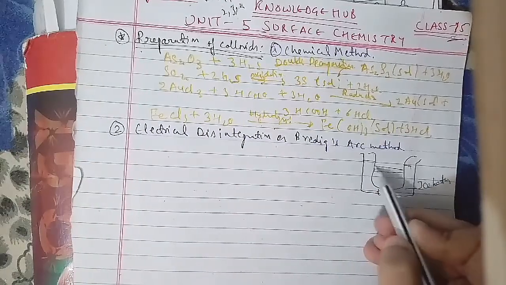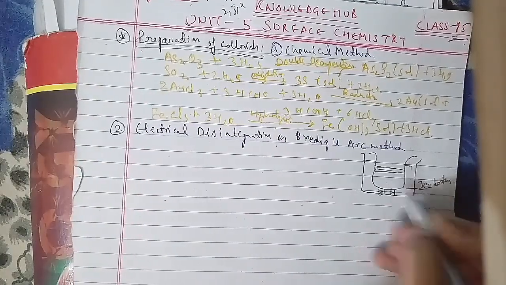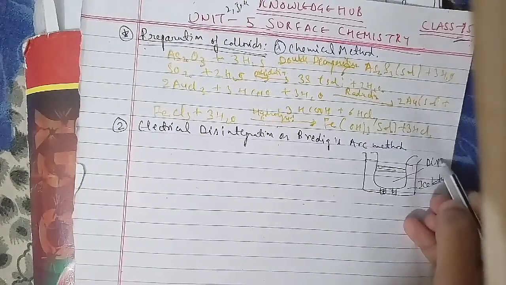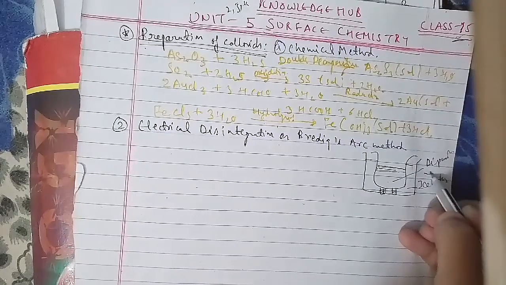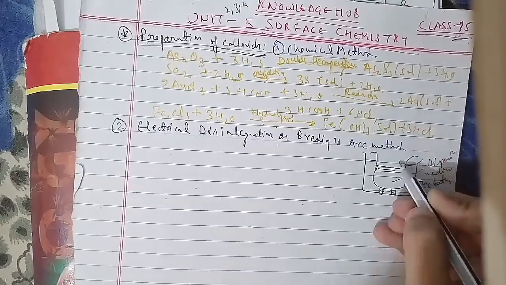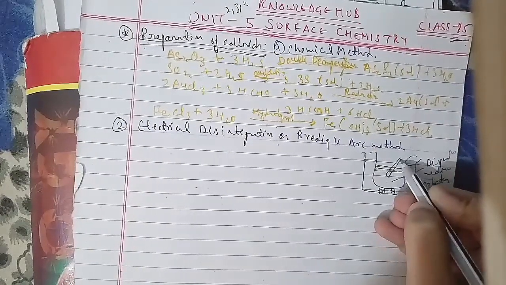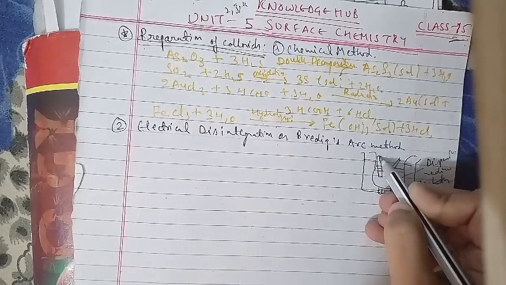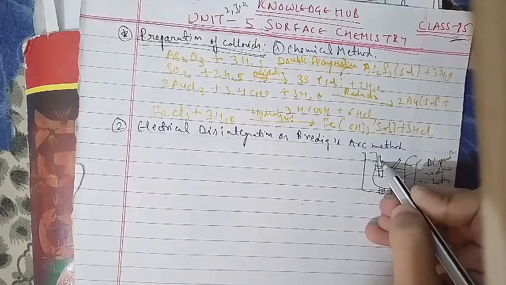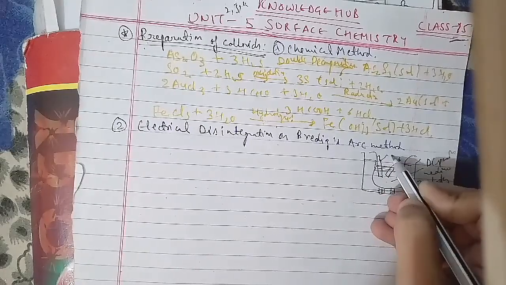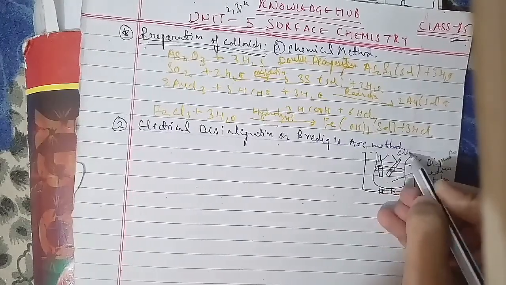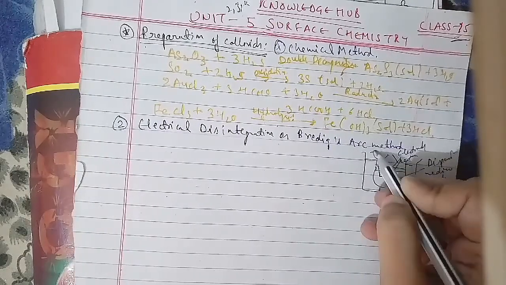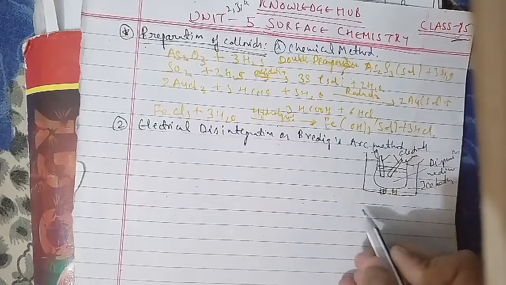This is electrodes. So this is Bredig's arc method. In this we'll talk about the third one, which is peptization. The third is peptization.